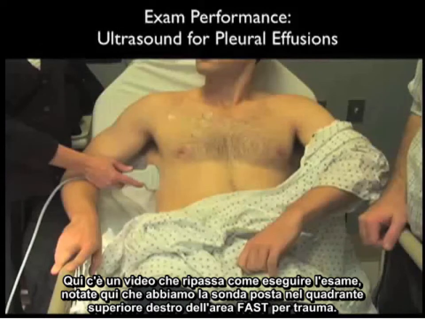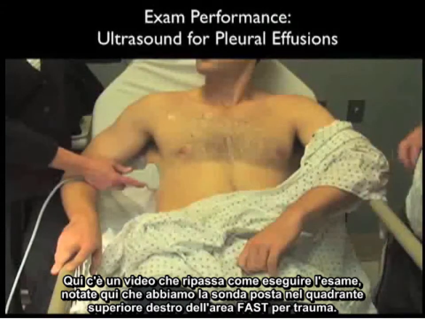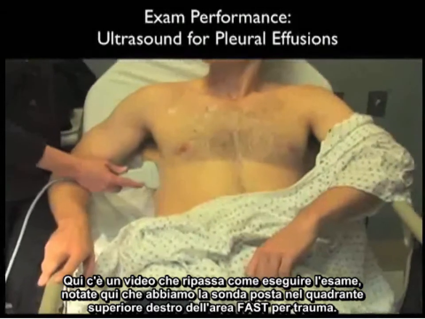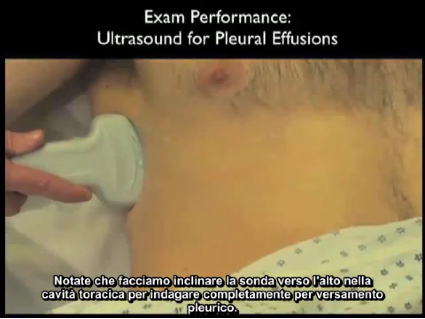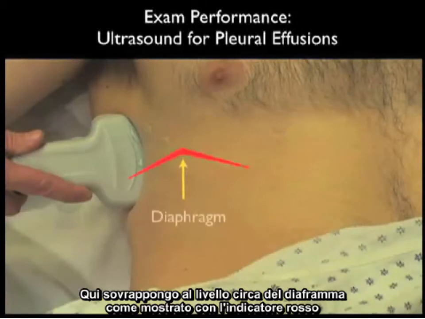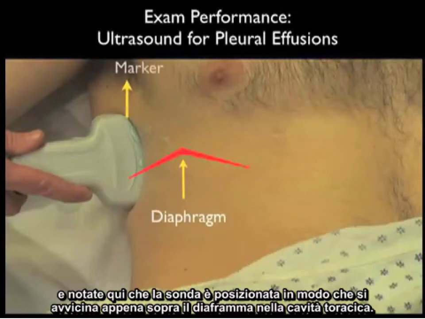Here's a video going over how to perform the examination. Notice here we have a probe placed into the right upper quadrant trauma FAST area. Notice that we're angling the probe upwards into the thoracic cavity to fully investigate for a pleural effusion. Here I'm just superimposing about the level of the diaphragm as shown in the red marker. And notice here that the probe is positioned coming into that area just above the diaphragm into the thoracic cavity.